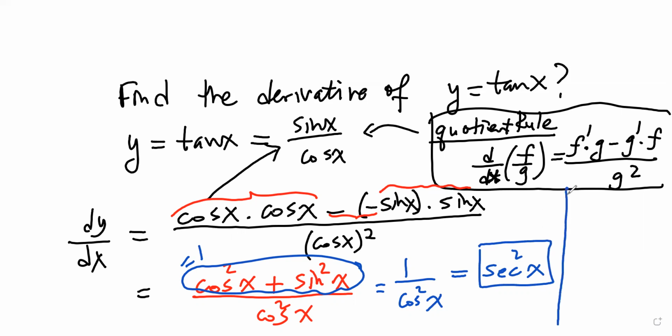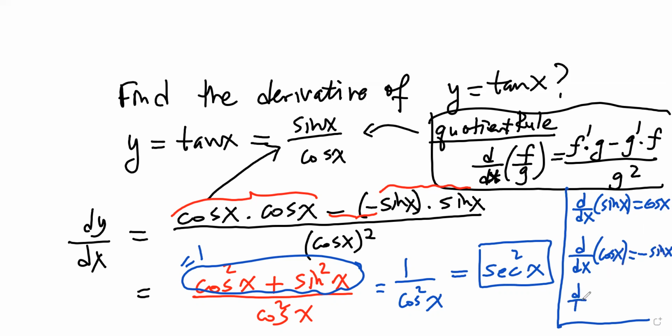And the things that we used here, let me just summarize it. We used the derivative of sine x, and the derivative of sine x equals cosine x. And also we used the derivative of cosine x, which is negative sine x. Now we have the derivative of tangent x, which is secant squared x.